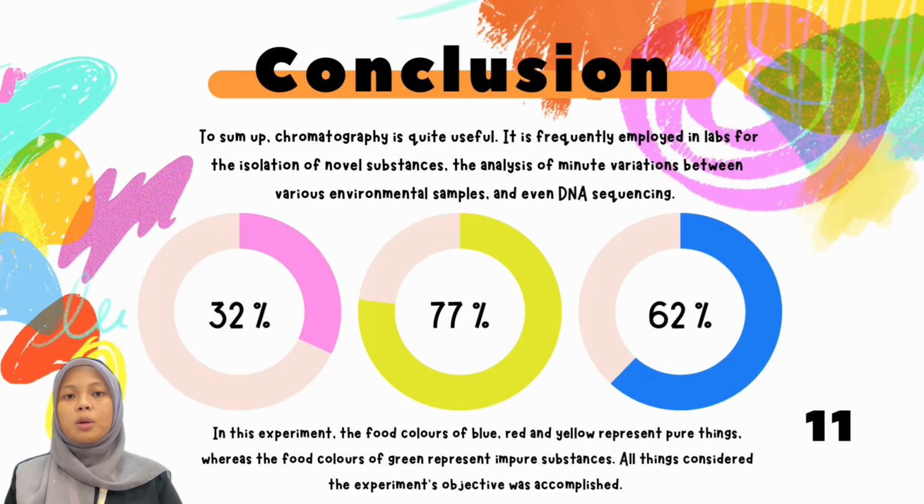To sum up, chromatography is quite useful. It is frequently employed in labs for the isolation of novel substances, the analysis of minute variations between various environmental samples, and even DNA sequencing. In this experiment, the food colors blue, red, and yellow represent pure substances, whereas the food color green represents an impure substance. All things considered, the experiment objective was accomplished.